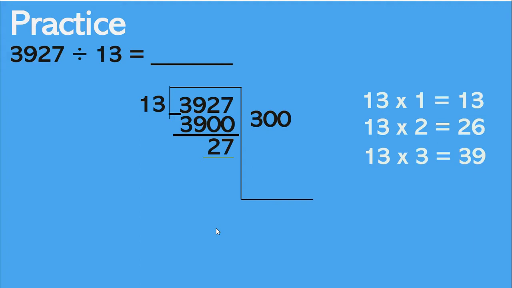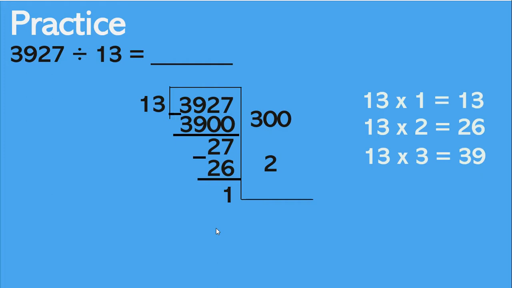I don't have to rewrite my multiples. I can already see that 13 times 2 is 26, which is closest to 27 without going over. So I know I'm going to be multiplying 13 times 2. 13 times 2 is 26. When I subtract, I have 1 left over.